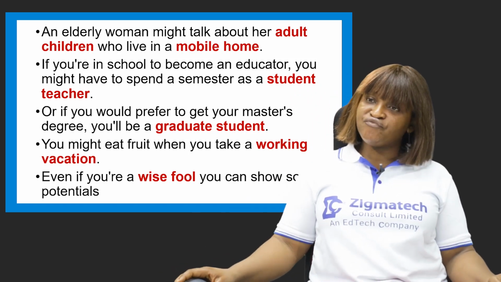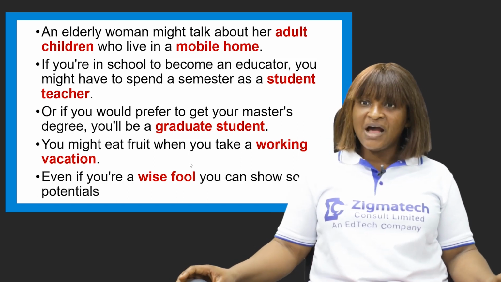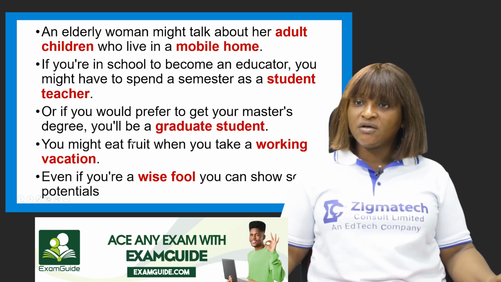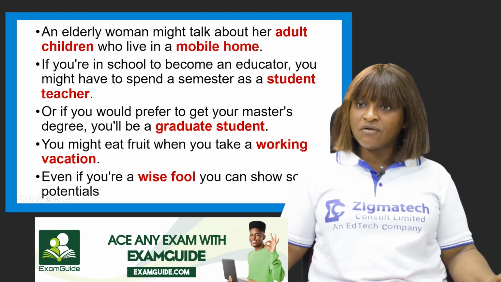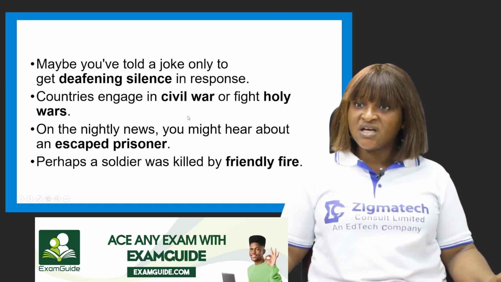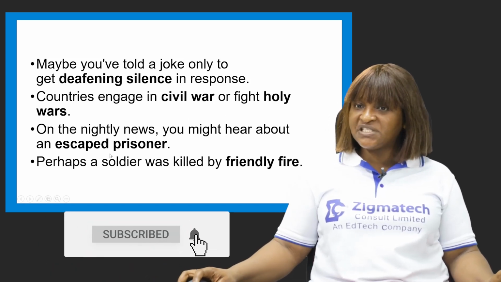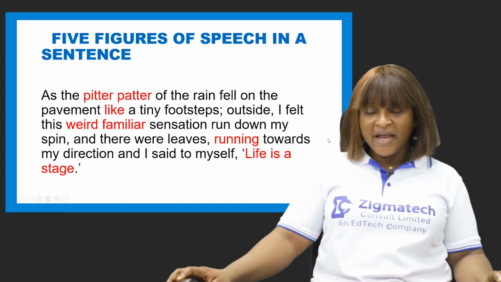The words in red are the oxymorons we have here. You have adult children, mobile home, student teacher, graduate student, working vacation, wise fool. Then you have deafening silence, civil war, holy war, escaped prisoner. How is that possible? Then you have friendly fire.